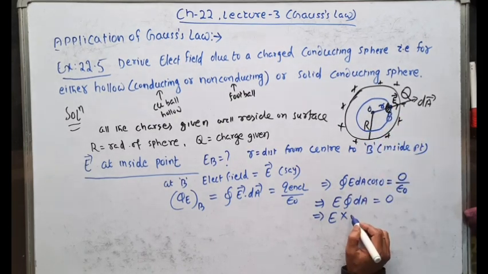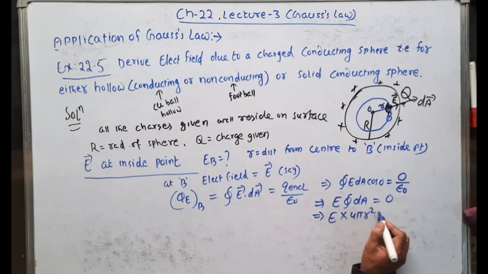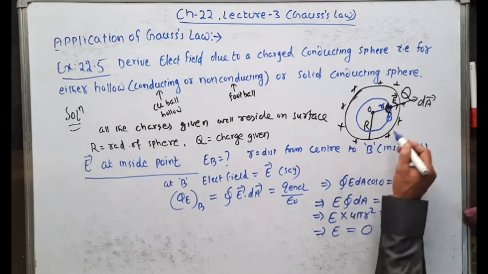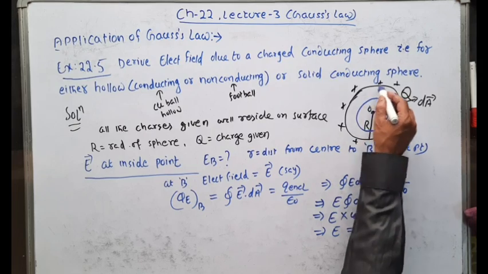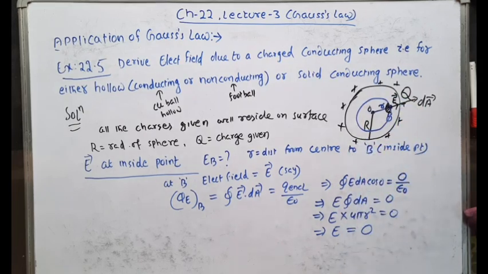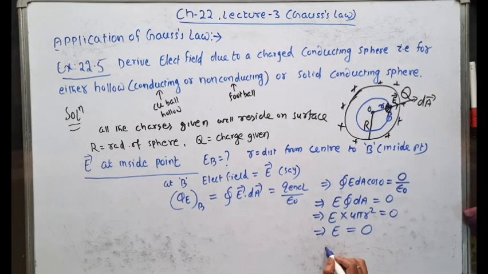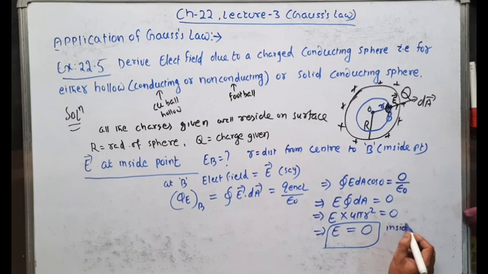The radius is r. So 4 pi r square is equal to 0. That implies the electric field intensity inside this type of conductor, a hollow conductor, or a solid conducting surface, or conducting hollow sphere, is equal to 0. Inside the sphere, electric field intensity is equal to 0 for this situation.